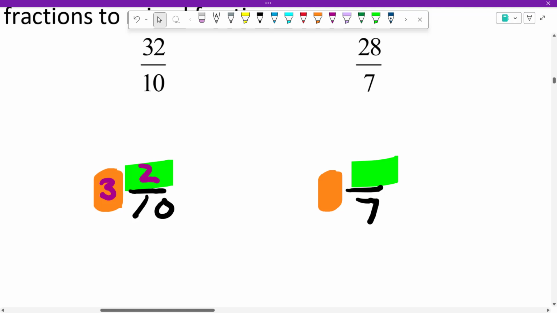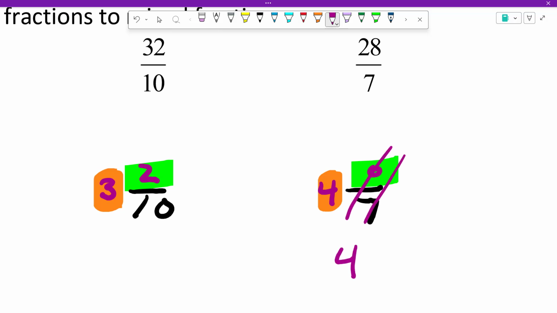Okay, last one. We're weakest usually in our 7 multiplications. 7 fits into 28. How many full times? 4. How many are left over? 0. So if nothing is left over, it fits in 4 perfect times. So we don't need this fraction. It would just be 4.